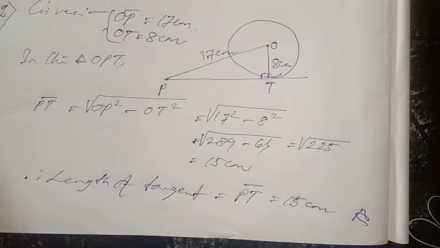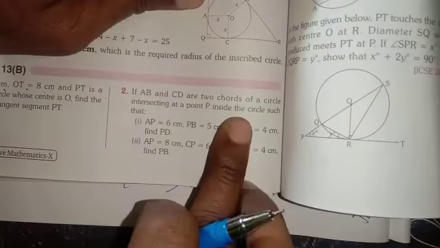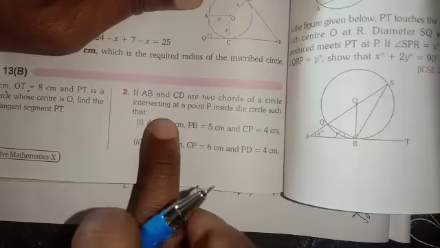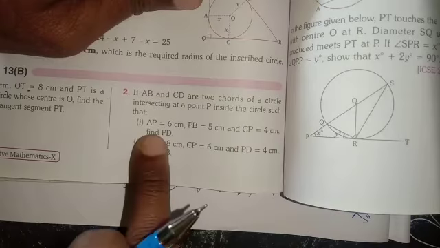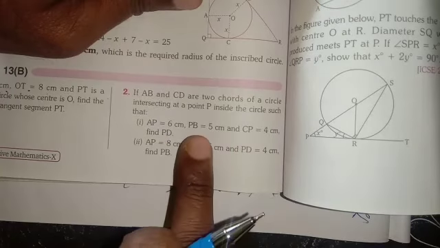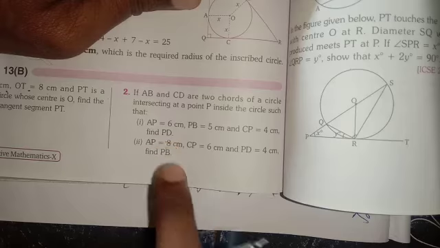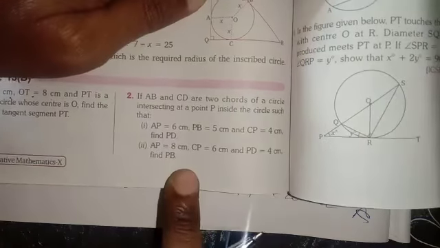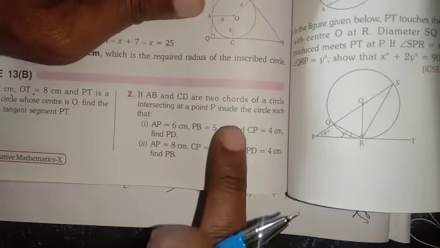Question number 2, let us see what is given here. AB and CD are two chords of a circle intersecting at a point P inside the circle such that AP is given 6 cm, PB is given 5 cm, CP is given 4 cm, find PD. Okay, there are two parts. Let me solve one by one. Two chords intersecting at the point P inside the circle.